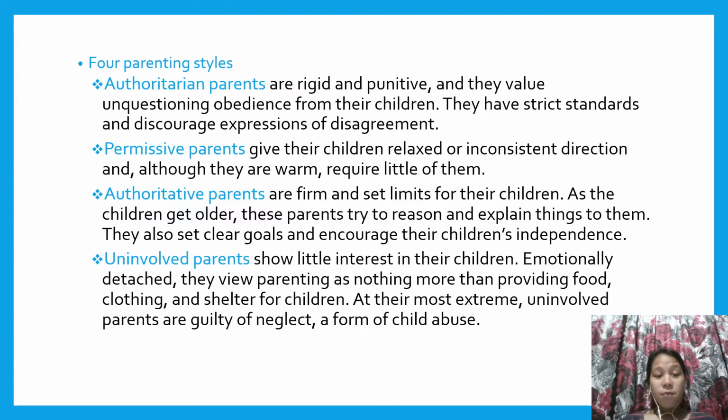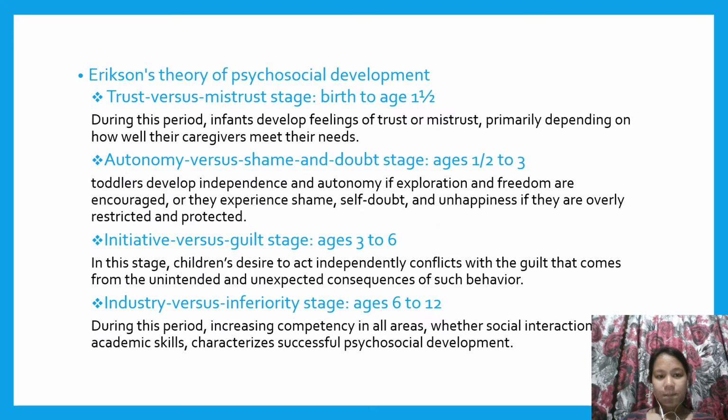They also have four parenting styles. First is the authoritarian: parents are rigid and punitive. Permissive parents give the child relaxed or inconsistent directions, and although they are warm, they require little of them. Next is the authoritative: parents are firm and set limits for their children. Lastly is the uninvolved: parents show little interest in their children.